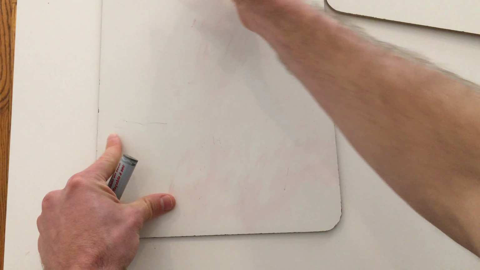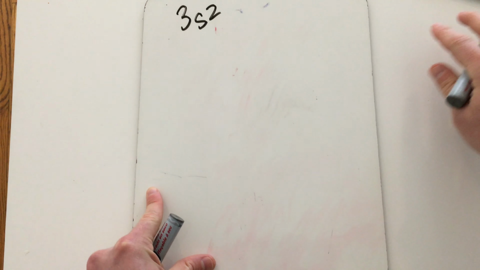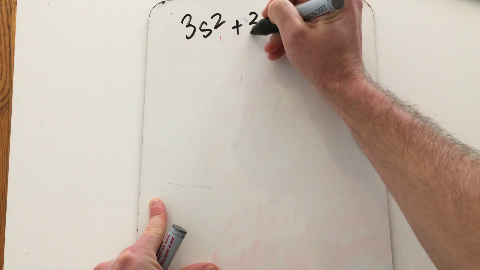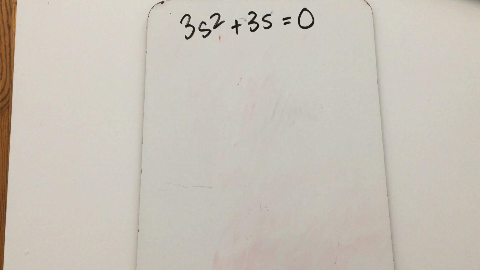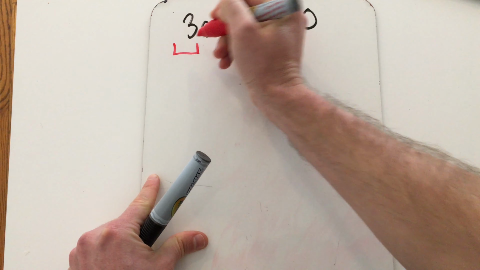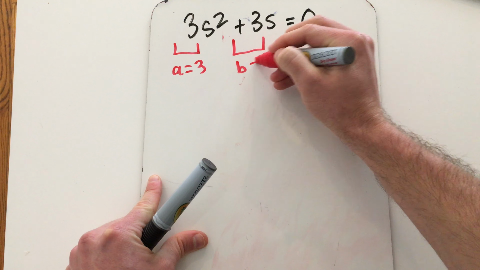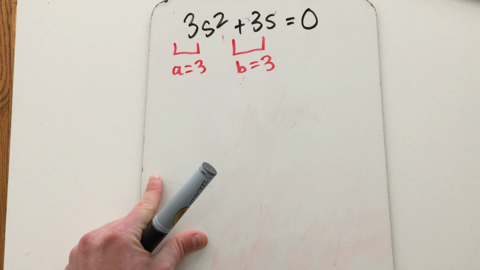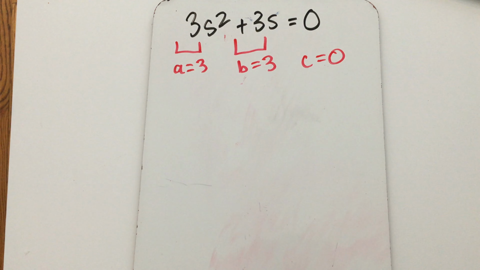The next one we're going to look at is 3s squared plus 3s equals 0. Now in this one you want to be careful because the a term is right here, positive 3. The b term's right here, positive 3. But what's the c term? Since there is none, c equals 0. Go ahead and plug these in. Find the discriminant.